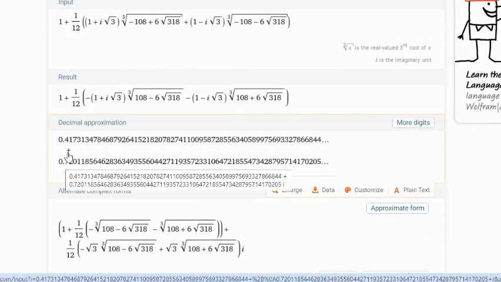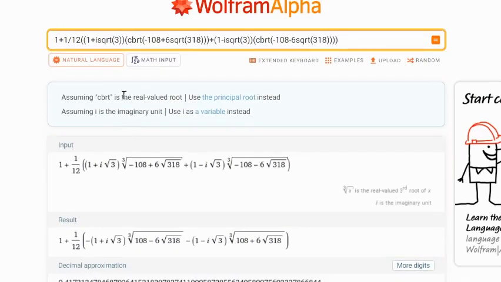I did face a little bit of trouble with Wolfram Alpha because I had to get used to assuming the cube root value is real valued, using the principal root. That was what happened. And so there's a lot of footage of me double checking all my work because I thought I was wrong because I didn't check the right box.